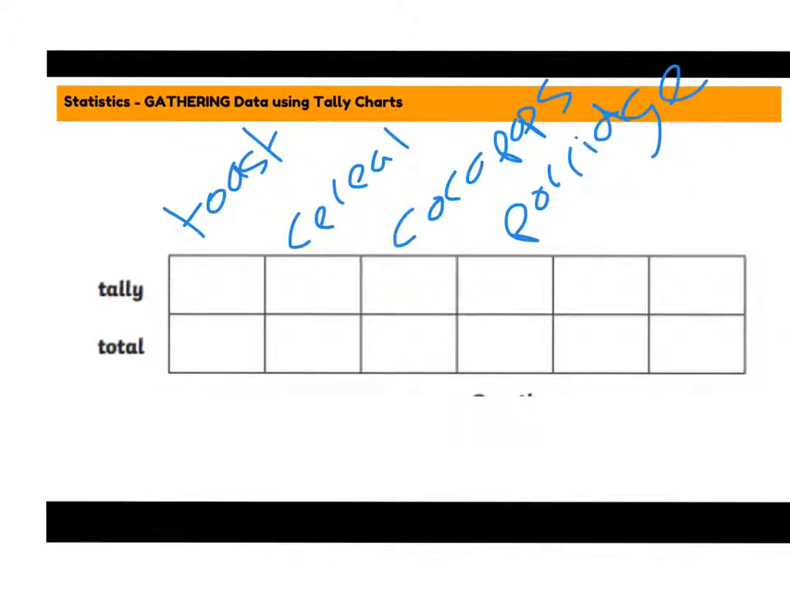Look at the titles that I've got. Have I made a mistake? Can you see it? I've used the word cereal and I've also used a type of brand, Cocoa Pops. So you have to really think about what data you want from your classmates and think about the questions you're asking. So I've removed the word cereal. I'm going to add the word fruit. And then I'm going to have milk.